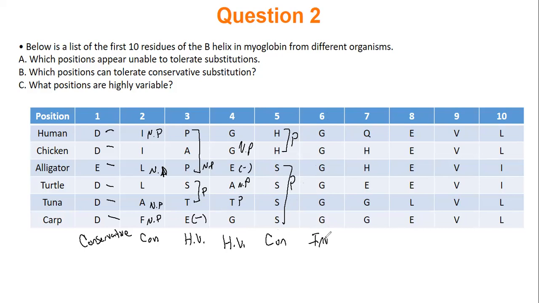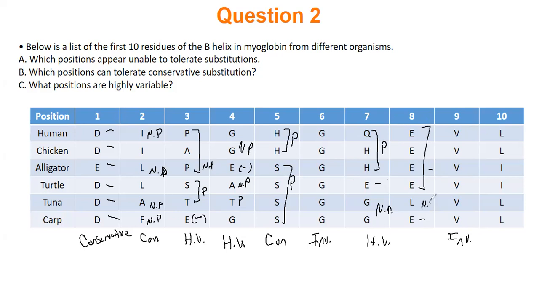6, I think everyone got that one because 6 is the easiest. Invariable, you can't have any mutations. Same for 9, that's invariable. 7, polar, negatively charged, nonpolar. So that's highly variable. 8, negatively charged, negatively charged.